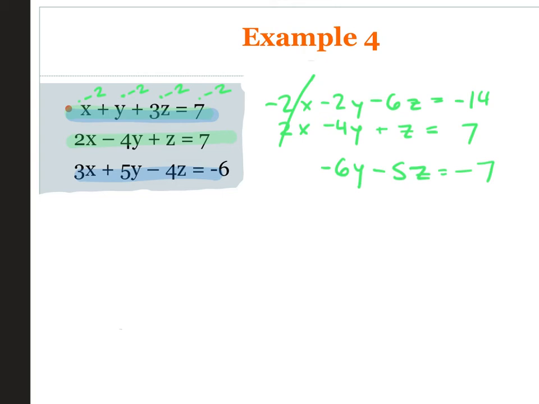What do we have to multiply times our first equation to get our x's to cancel? Negative 3. So you have negative 3x minus 3y minus 9z is equal to negative 21. Combine our two equations. X's cancel. What's 5y minus 3y? 2y. What's negative 4z minus 9z? Negative 13z. And negative 6 minus 21? Negative 27.